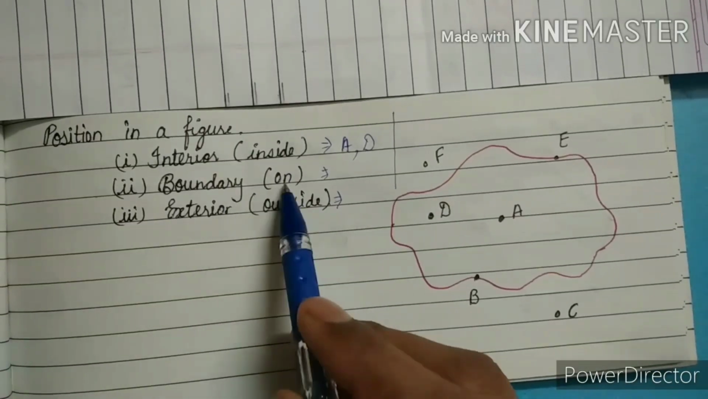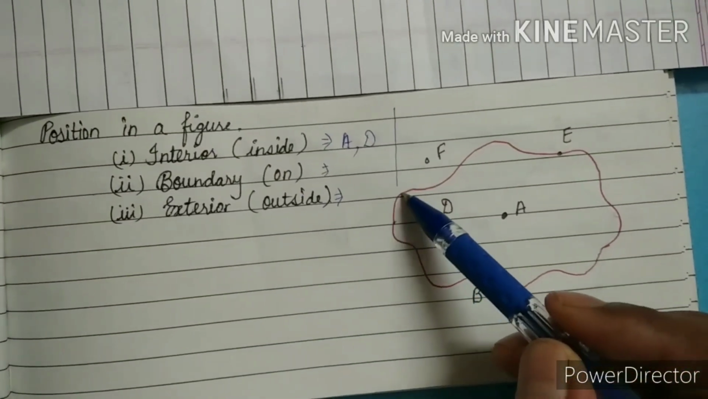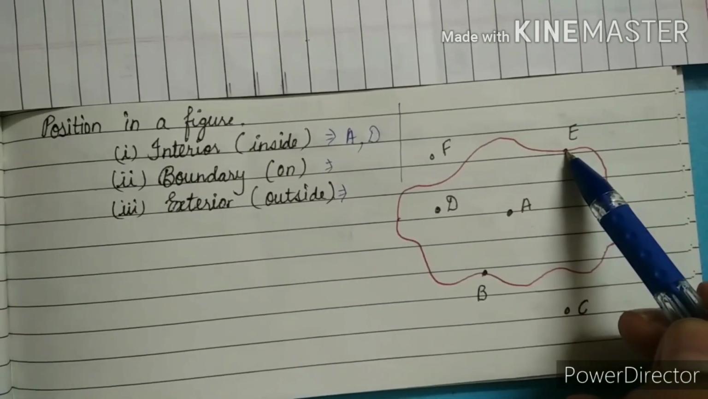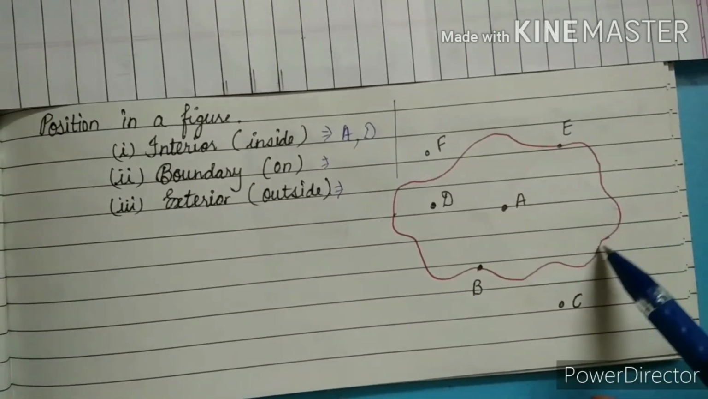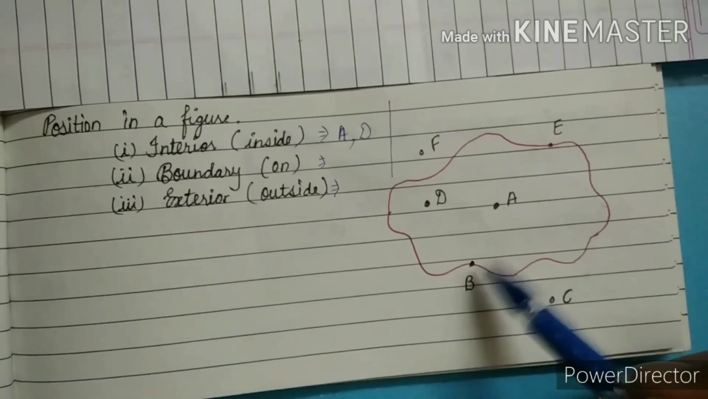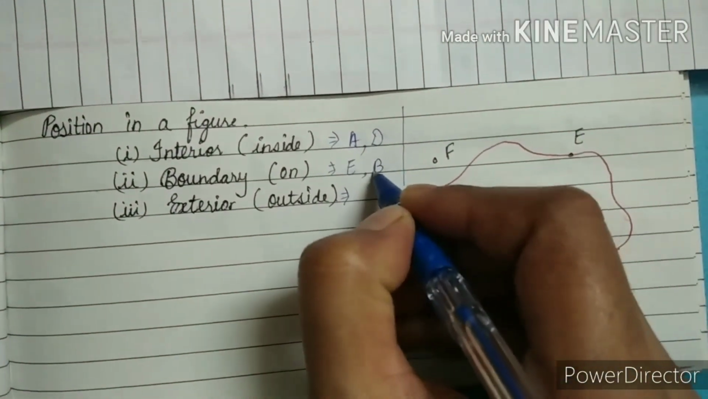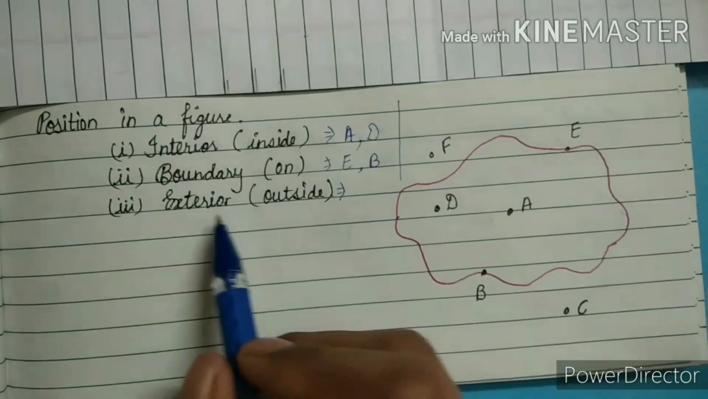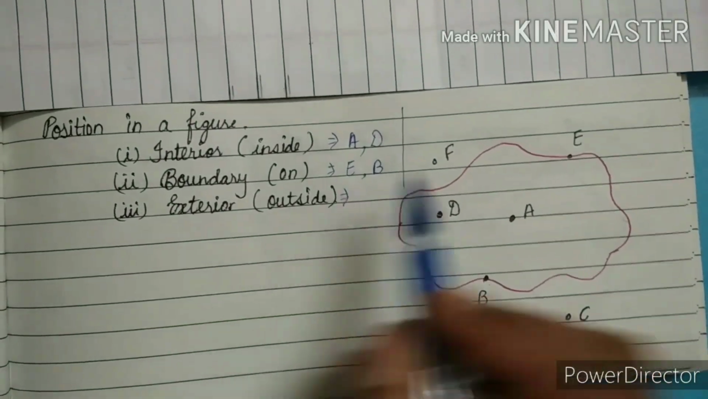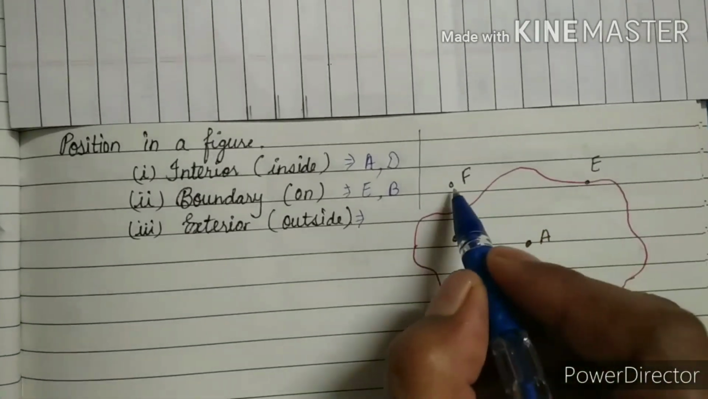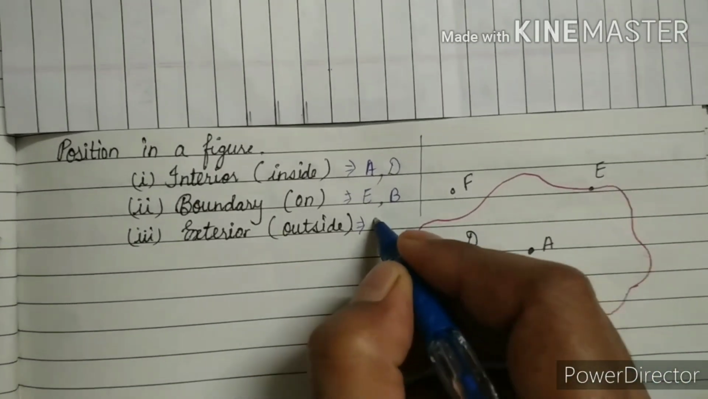Next is boundary. Those points which are present on the boundary of the figure. As you can see here, I am going along the boundary. First I got E, after that next is B. Okay, so its answer is E and B. Third is exterior, means outside. Those points which are outside of the figure are called exterior points. Its answer is F and C.